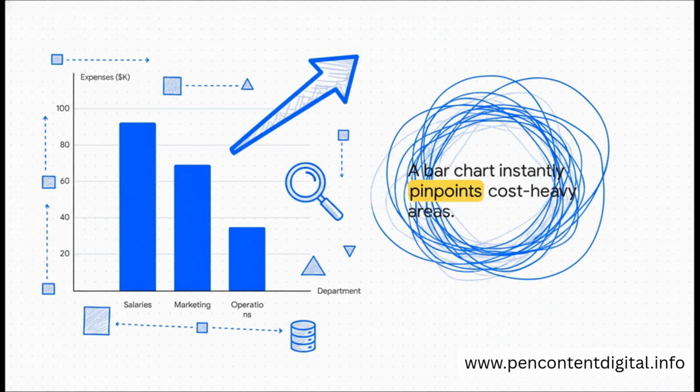A simple bar chart shows us instantly that salaries are our highest expense, followed by marketing and operations. We use a bar chart here because our brains are just incredibly good at comparing lengths. It's way more effective than a pie chart for getting a quick, accurate read. We can see our biggest cost centers in seconds.